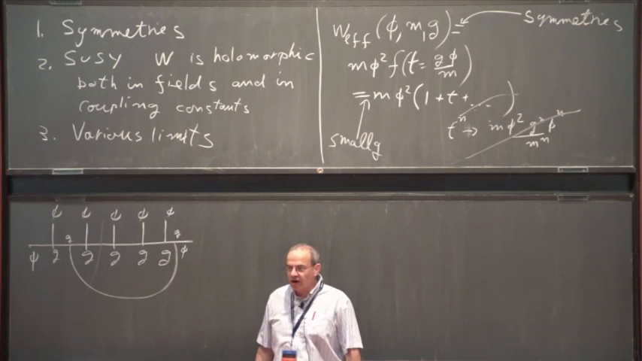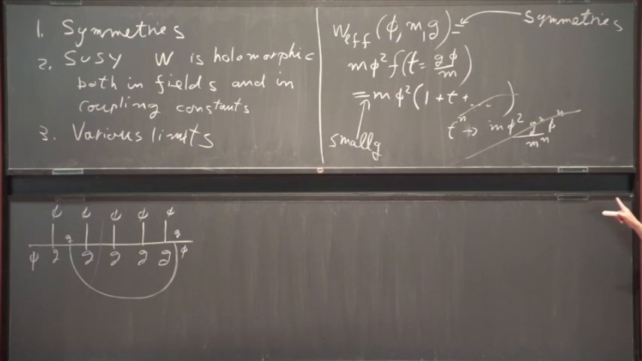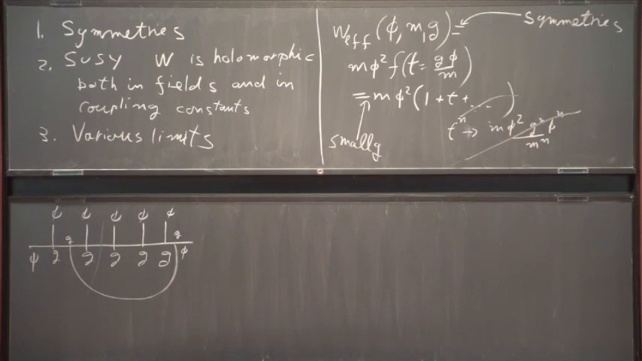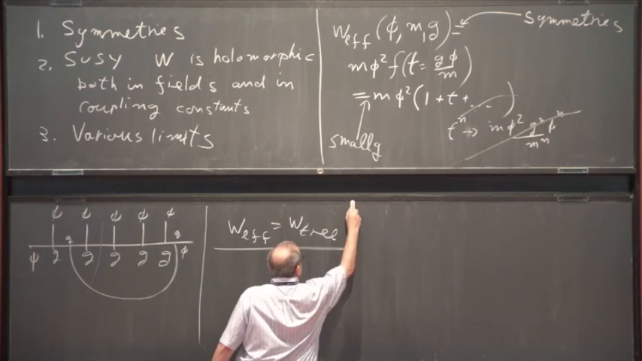I added two vertices, one here and one here, and each vertex comes with a factor of g. So this general structure where we have an arbitrary function of g phi over m is not respected by this diagram. So such a diagram exists, and it contributes to the effective Lagrangian, but it cannot contribute to the superpotential. So putting all this together, we derive a known result. That's known as a non-renormalization theorem.